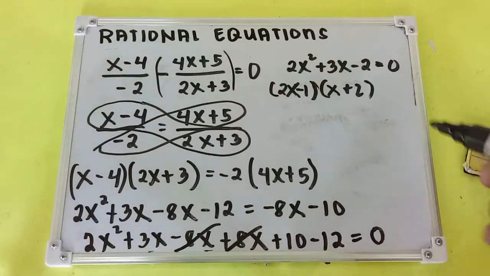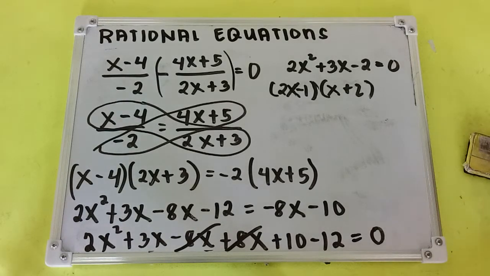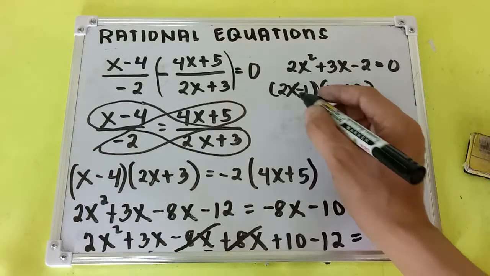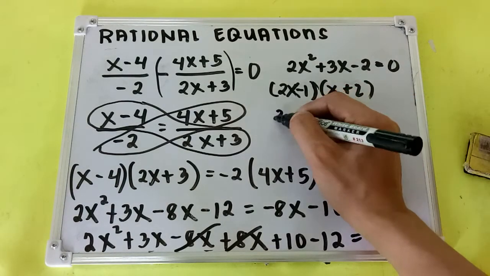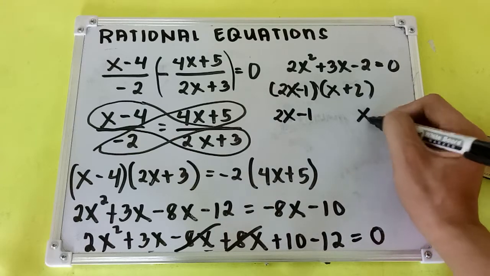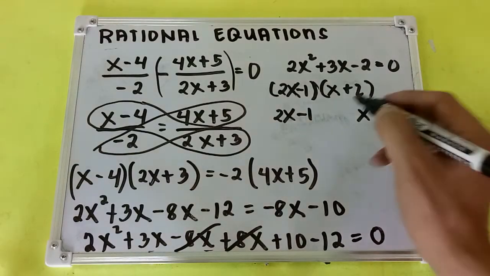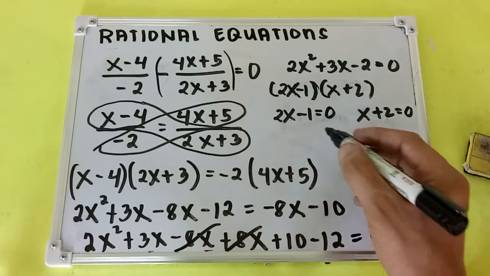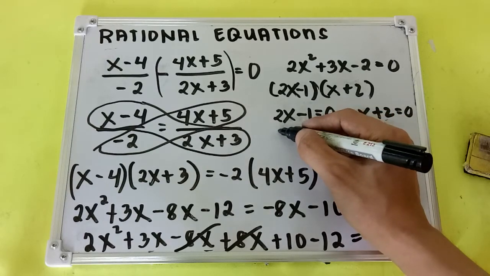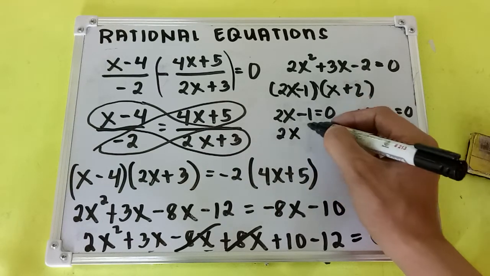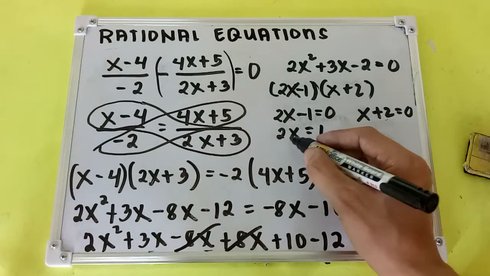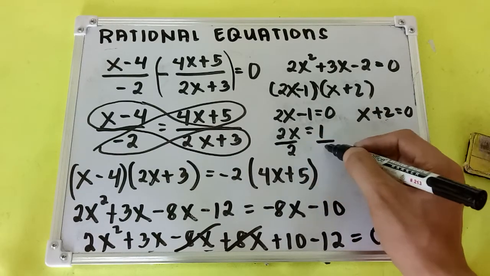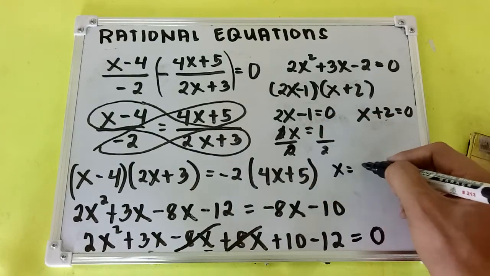So identify A, B, and C and then substitute to quadratic formula. Yun nga lang, medyo mas mahaba siya, pero at least hindi siya trial and error. So we have now two expressions, 2x minus 1 and x plus 2. Ang gagawin lang natin dyan, i-equate natin sa 0 yung two expressions, and then solve for the value of x. So magiging 2x, lipat natin si negative 1 sa kabila, magiging positive 1. And then divide both by 2. So x is equal to 1 half.